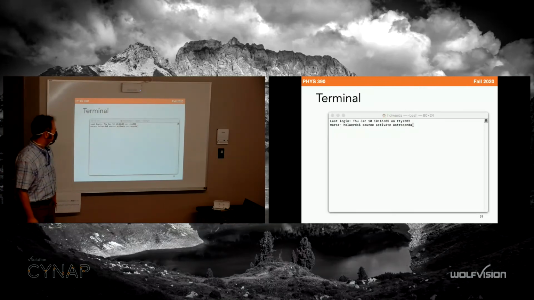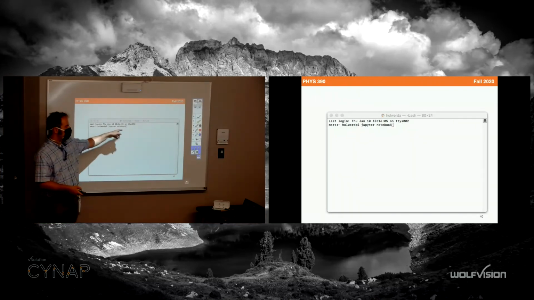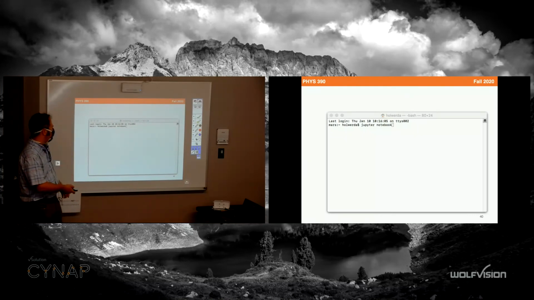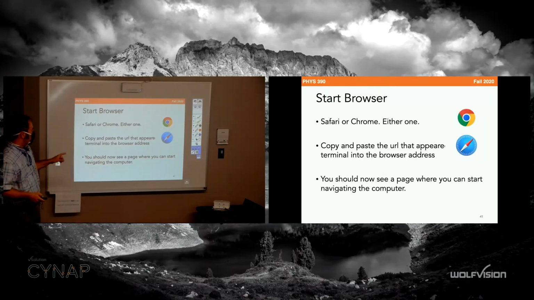All right, so this is what that looks like. Source activate astroconda, you hit return, and then jupyter notebook, and then you hit return. And that starts the browser. If the browser is not awake yet, it'll start whatever the default browser is. And then on these machines, the terminal gives you a URL, and you copy and paste that into the window. On your machine, it might just start it up on its own. It does it with mine. And so you should now see a page where you can start navigating your computer. And that is your Jupyter environment.